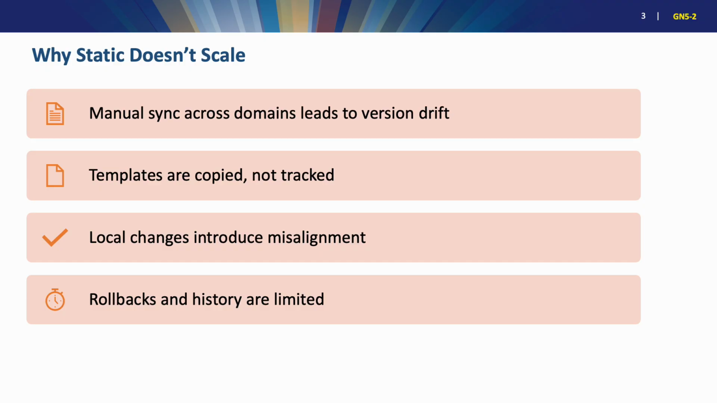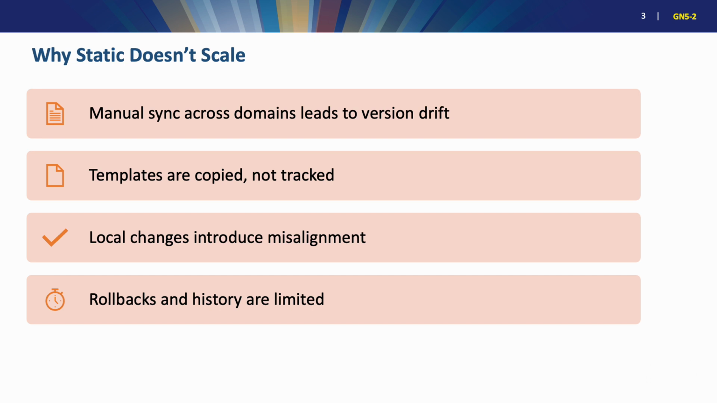In many organizations, catalog updates are still handled manually. Templates are shared by email, copied into documents, or passed around teams. At first, this seems manageable, especially in smaller setups or when changes are rare. But as more domains or departments get involved and as services evolve, problems start to show.